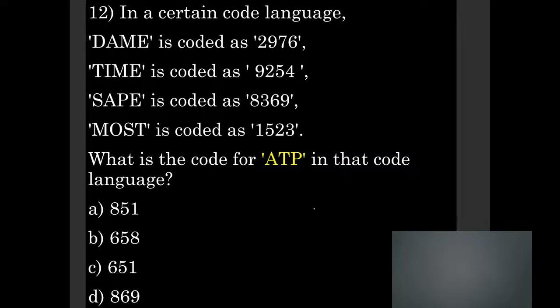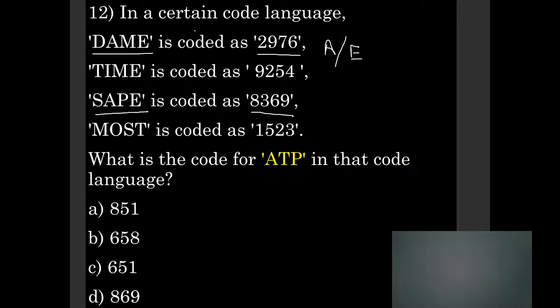Okay, let us check how to do it. We should find which of the numbers is common based on the letters. We require the code for ATP. We should check where A is common. First, let us go with A. So here SAPE, here DAME. If you observe those two, two are common. A is common and also E is common. If you observe the numbers, 9 is common and also 6 is common. So A and E can be either 9 or 6.